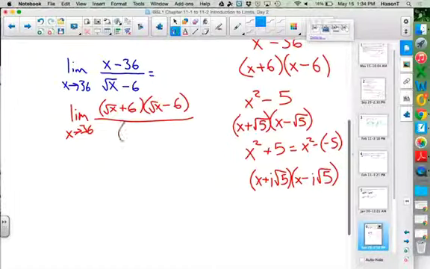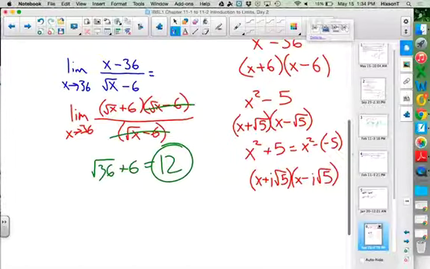So check this out. Our denominator is square root of x minus 6, and that allows us to reduce. And then look, we're back to something that is continuous around the value 36, so we can just plug it in. So we plug it in now, and it's just the square root of 36 plus 6, which equals 12. We'll handle those shortcuts more next week. This is just a preview of what we're doing next week.